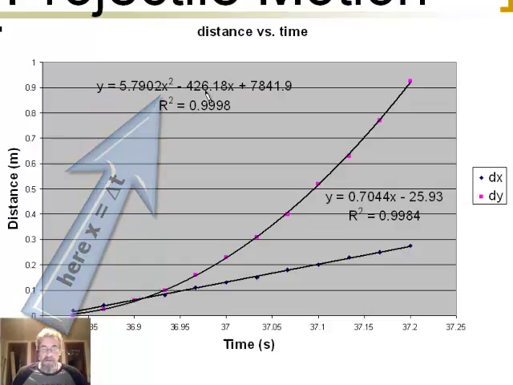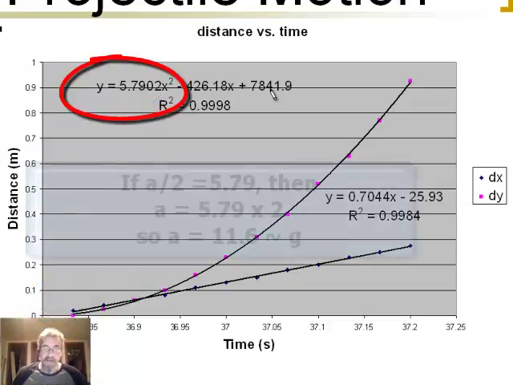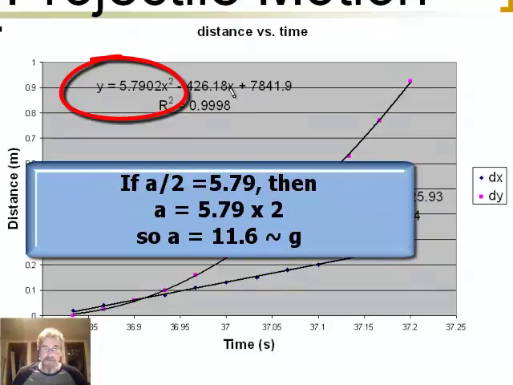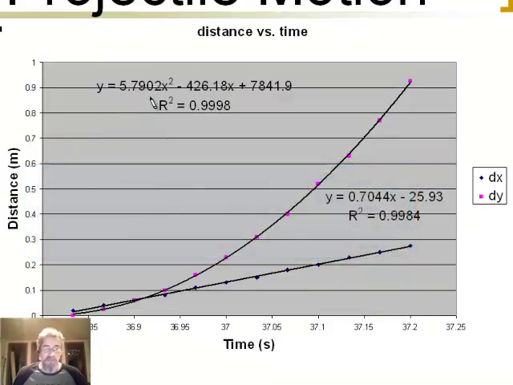But if you look at the acceleration over 2 term, that's multiplied by delta t, which is what x represents here, because time is on the x-axis. Again, we have something that, if I double it, is really close to 10, which is approximately 9.8, the acceleration due to gravity.